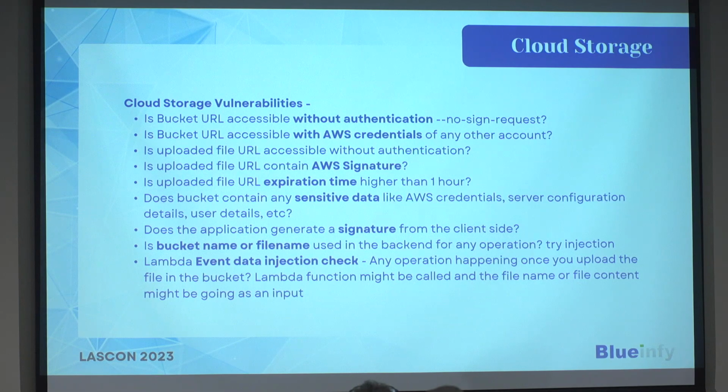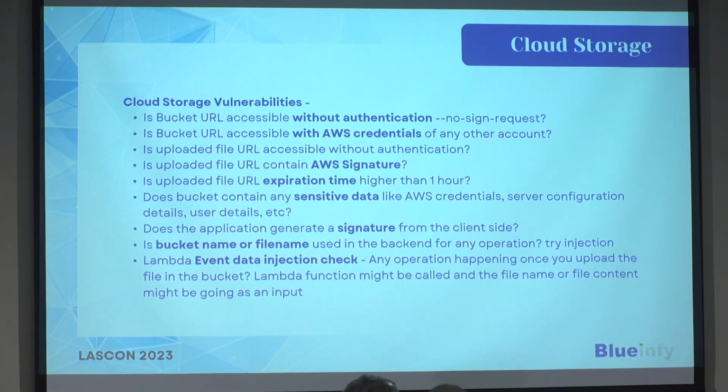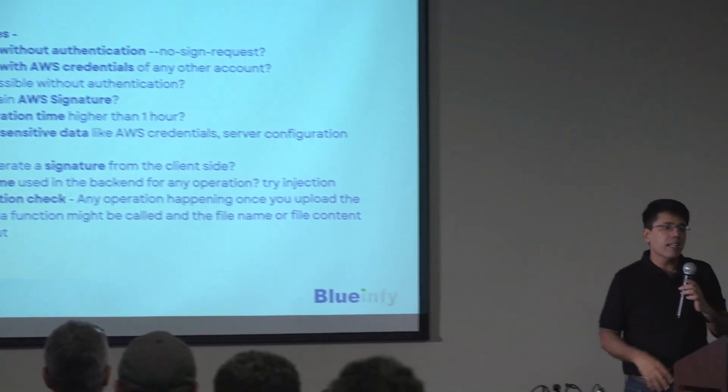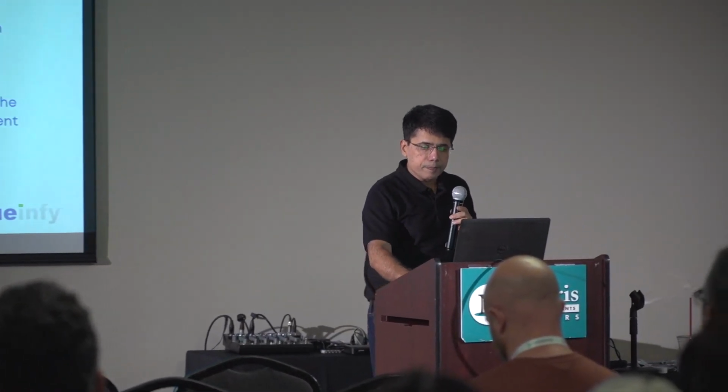If you look at the vulnerabilities, you first need to check whether the bucket URL is accessible without authentication. Is the bucket URL accessible with AWS credentials? Because if it is with AWS credentials, then you need to look for over-permissive roles. What is the expiration time? Does the bucket contain any sensitive data like AWS credentials, server configurations, user details? Is there any signature generation logic? How is the signature being generated, from the front end or back end side? And most important is event data injections. When it is used from the backend, how is the event getting fired, and from which data is this event getting fired? Those parameters should be checked.